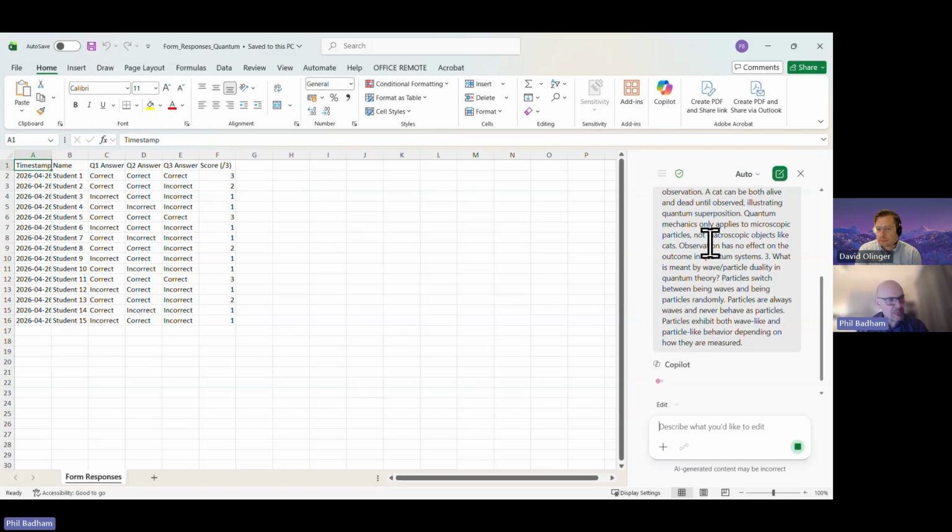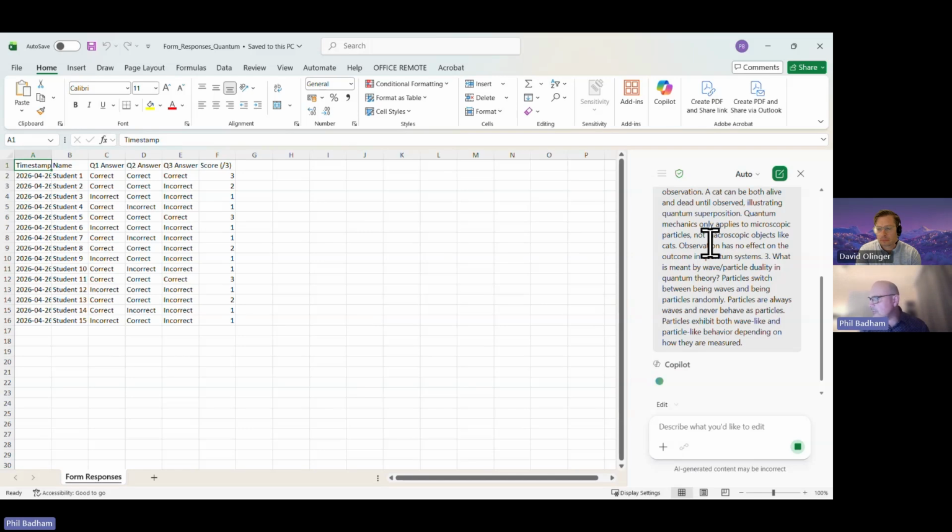Copilot's going to think about it. It's probably going to give me some options, such as, do I want to do an analysis of which questions were harder than others? It might ask me if I want to create some visualizations of that data. There'll be lots and lots of different ways that Copilot will eventually prompt me into doing.